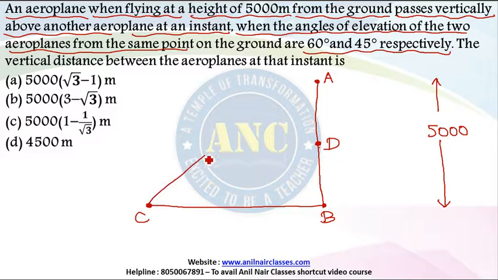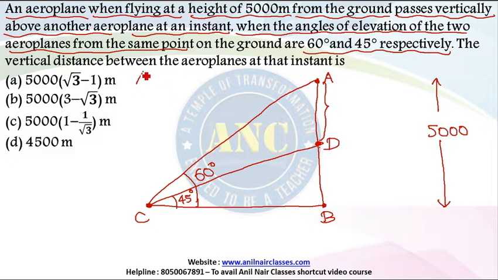That means the angle of elevation from here to here is 60 degrees. This is given as 60 degrees. The angle of elevation from here to here is 45 degrees. I hope you are able to understand the concept. The vertical distance between the aeroplanes at that instant is how much? What is the vertical distance? What is the AD value in this particular diagram is what they are asking.